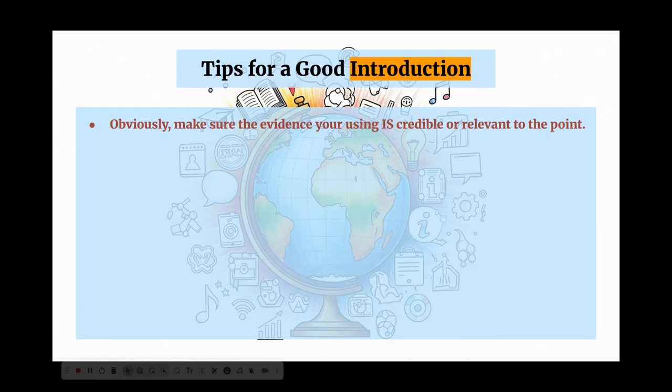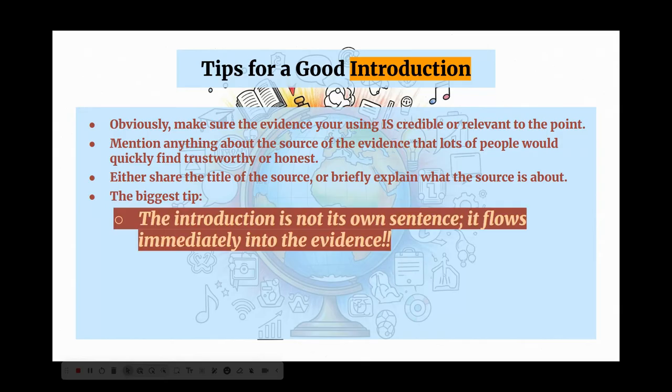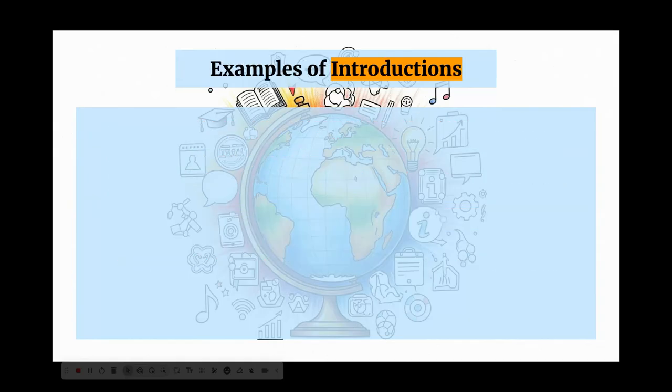So when you write a good introduction, first make sure your evidence is actually credible. When you're trying to convince us it's credible, make sure it actually is. Mention anything about the source that people would find quickly trustworthy or honest. So if you're sure that most people will be like, oh, I trust that guy, make sure to mention the thing that people will find trustworthy. It's usually good to share the title of the source, or at least explain what it is, so people don't think you're just making stuff up. And the biggest tip is that it's not its own sentence. It's going to flow into the evidence, so I will show you what that looks like.